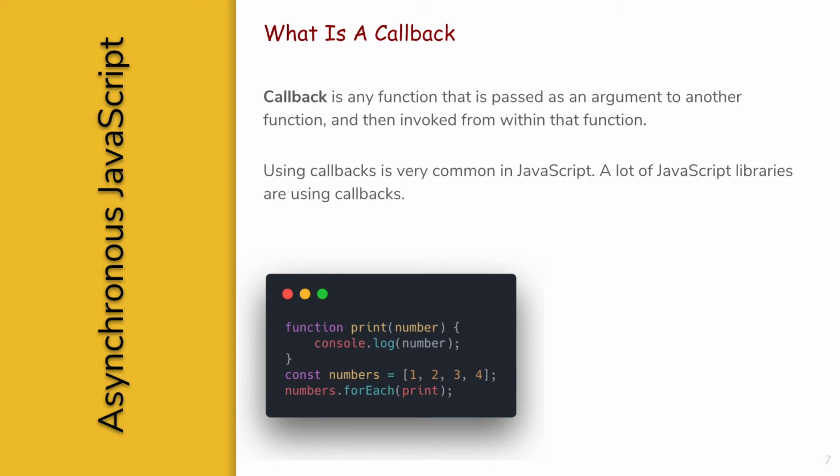But when we invoke the forEach method, we are passing the print function as an argument to it. Please note that we are not invoking the print function right away. There are no parentheses after the function name. Instead, our print function will be invoked by the forEach method, actually 4 times, once for each number in the array. By the way, here is the result of this code.